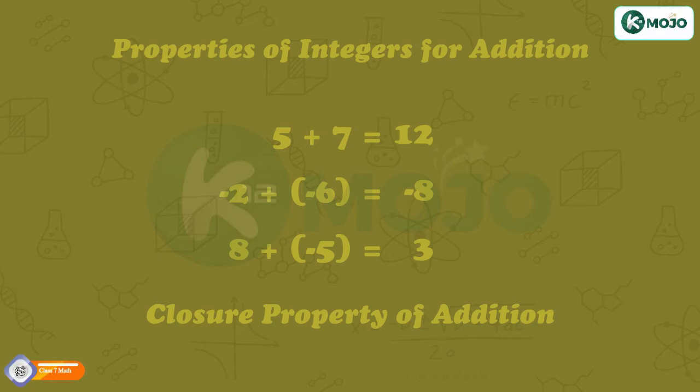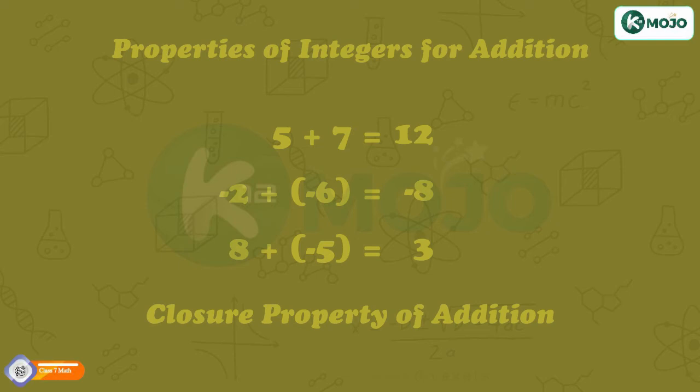Additive identity. According to additive identity, the sum of an integer and a zero is the integer itself. For example, -5 plus 0 is equal to -5.